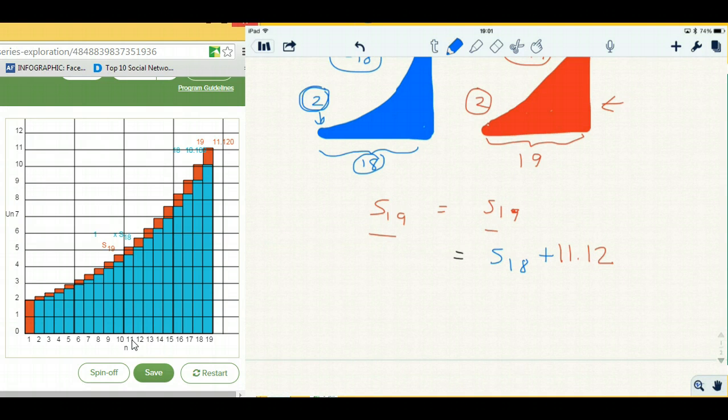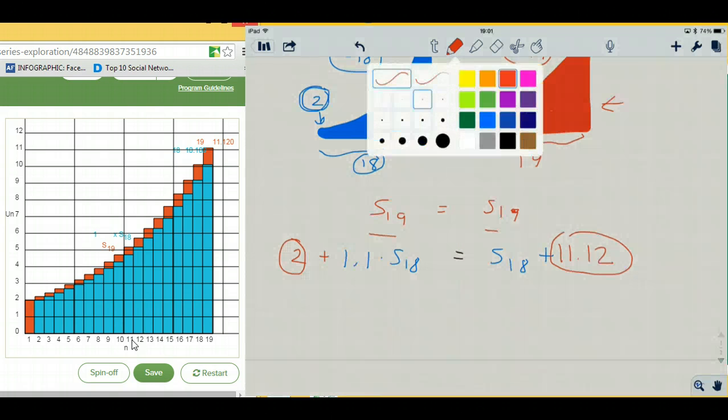Okay, we're going to put 1.1 times S18, right? And the red part that is still uncovered is 2, right? So 2 is the first bar that was uncovered here. 11.12 was the 19th bar, which was uncovered here.